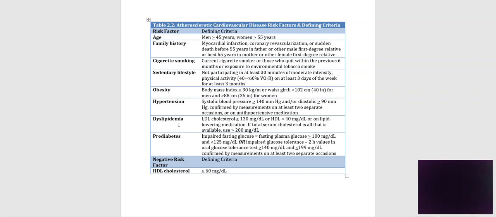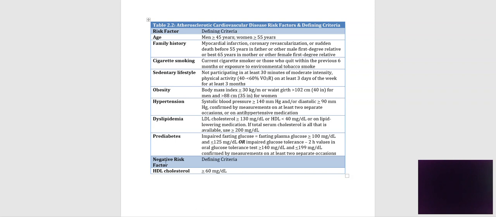Now, it only has to be one of the two types of tests. It's either the impaired fasting glucose test or a glucose tolerance test. If either one has abnormal values, then that is a risk factor for diabetes. Okay, so there's a total of 1, 2, 3, 4, 5, 6, 7, 8 risk factors that you screen for within your client, and you count up each one, and then you determine any abnormalities.